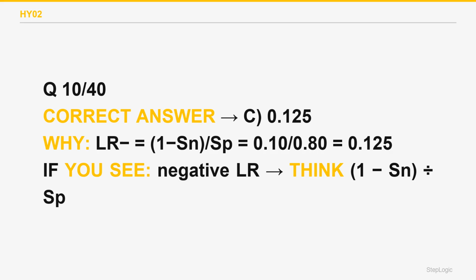The value of 4.5 is the positive likelihood ratio, which applies to a positive result, not a negative one. Choice A wrong. The 0.2 is just 1 minus specificity, one piece of the formula, not the completed negative LR. Choice B wrong. 1 minus sensitivity over specificity gives an LR minus of 0.125.